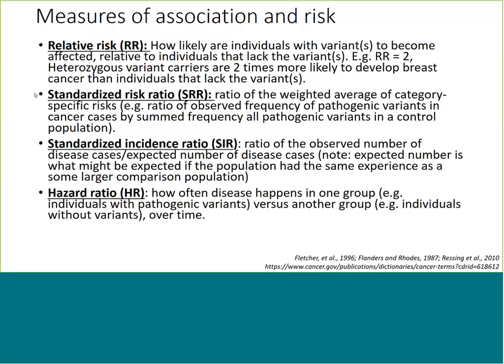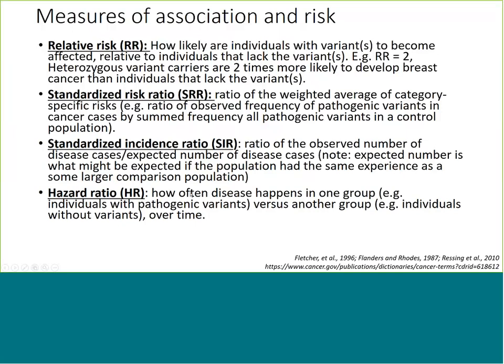Standardized incidence ratios are the ratio of the observed number of disease cases divided by the expected number of disease cases. In this case, the expected number of disease cases is usually what might be expected if the population had the same experience as some larger comparison population. I've often seen this described as: an SIR of 2 could mean that there's a twofold greater risk in individuals with this variant to have disease versus the general population, for instance, because they think that the expected number is potentially representative of what we would find in the general population.